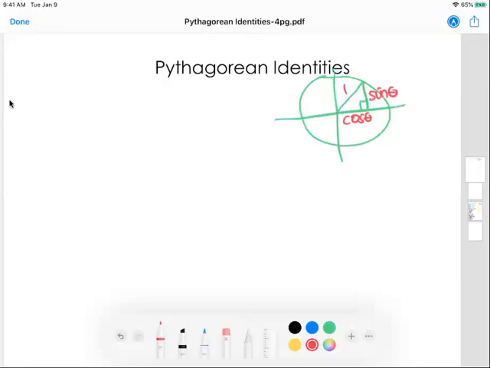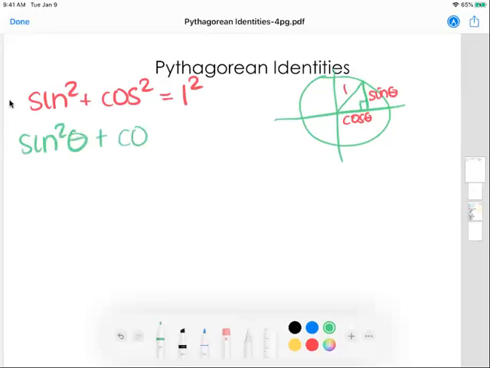So remember, the sum of the two side lengths squared equals the hypotenuse squared. So sine squared plus cosine squared equals 1 squared. That's the Pythagorean theorem. I can simplify that to be simply sine squared theta plus cosine squared theta equals 1.